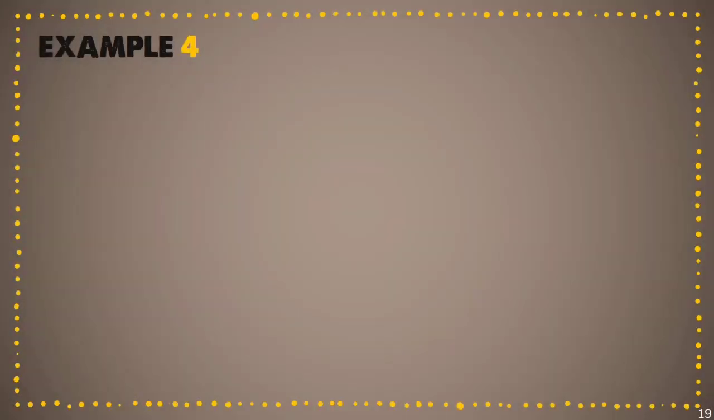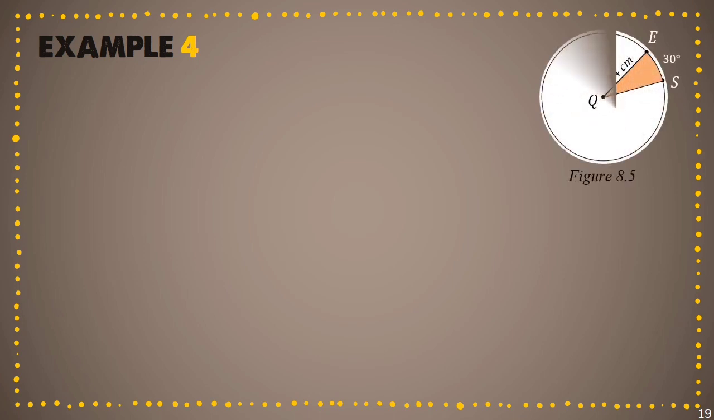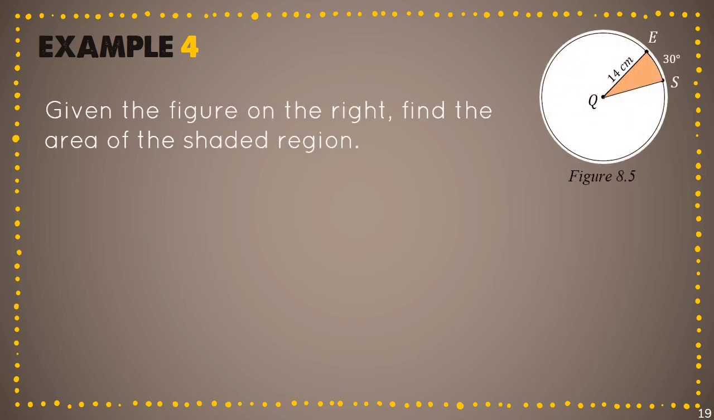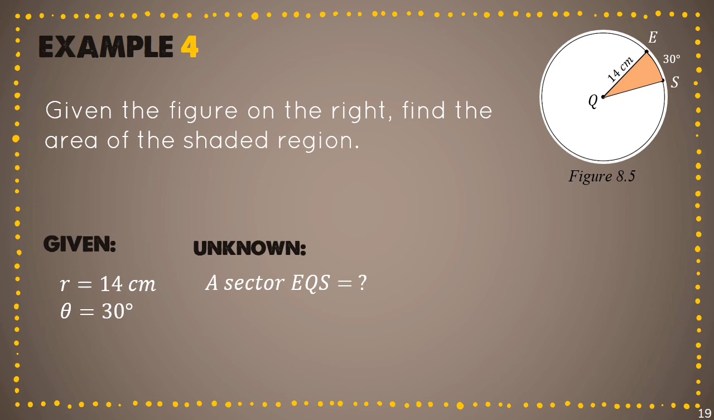Applying this concept, we have the given example. In relation to the figure on the right, find the area of the shaded region. Given are the radius, which is 14 centimeters, and theta, or the measure of arc ES, which is 30 degrees. Therefore, the unknown there is the area of sector EQS.